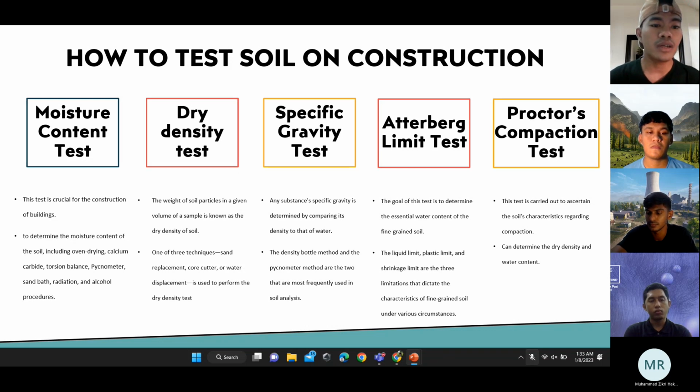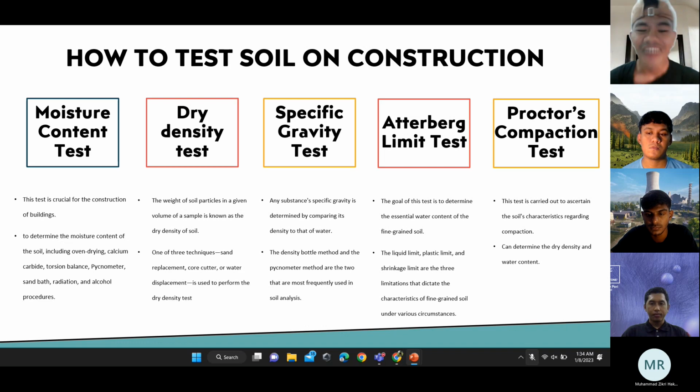The second one, dry density test. The weight of soil particles in a given volume of a sample is known as the dry density of soil. One of 3 techniques, which are sand replacement, core cutter, or water displacement, is used to perform the dry density test. The third one, we do the specific gravity test. For the specific gravity test, the density bottle method and the pycnometer method are the two used in soil analysis.